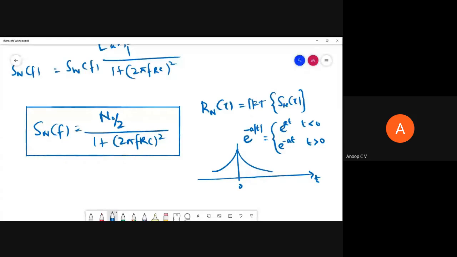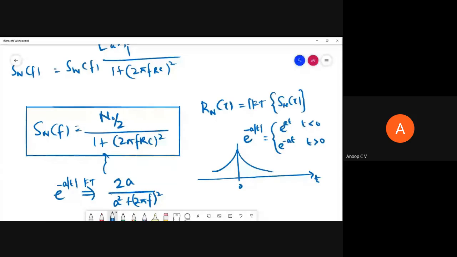For positive t, it will be e power minus at, and for negative t, e power at. You might have studied its Fourier transform: e power minus a mod of t has Fourier transform 2a divided by a square plus omega square, or a square plus 2 pi f square. So now you can see this is almost similar, but we need to get a 2 pi f here.